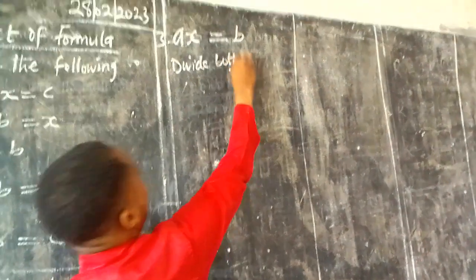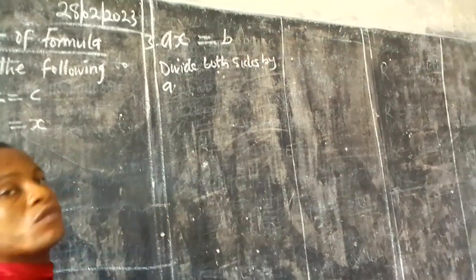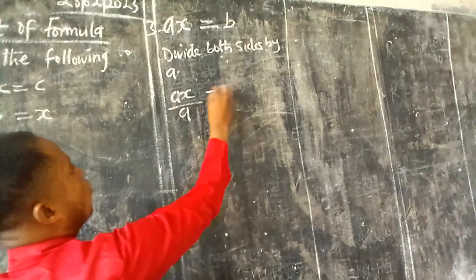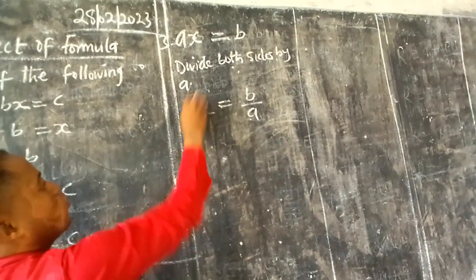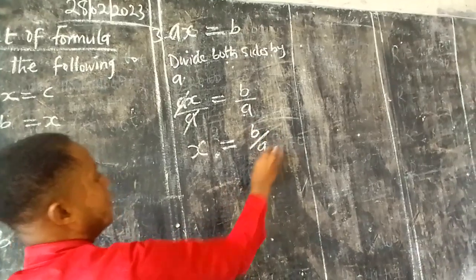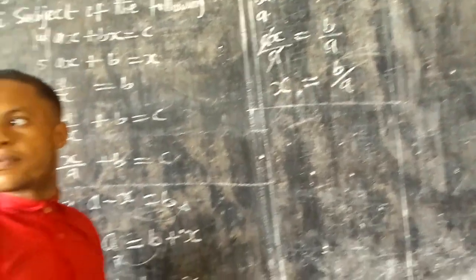both sides by a. So that you have ax divided by a equals b divided by a. When a here cancels a here, what remains here is what? x equals b over a. You can see how simple that is.